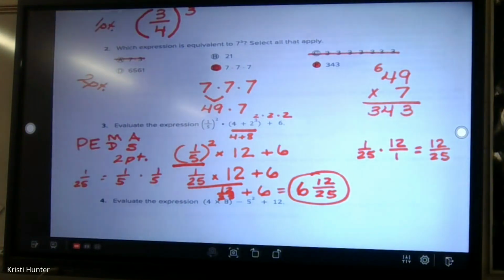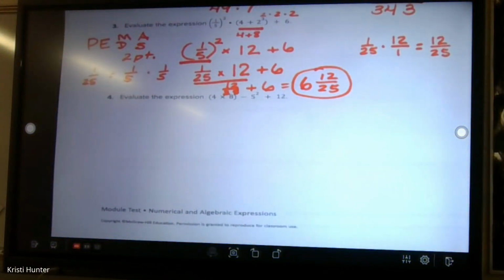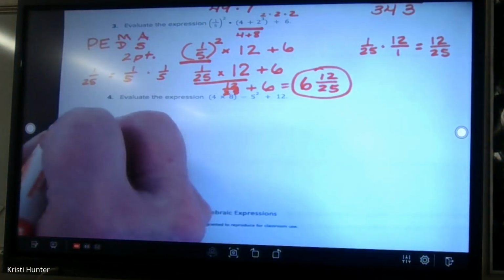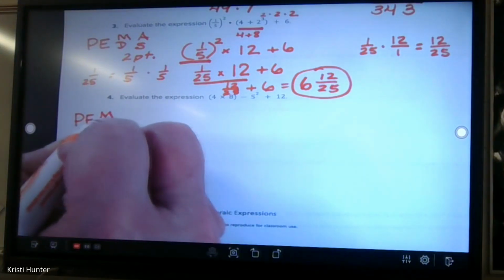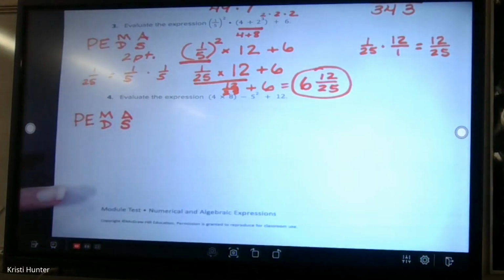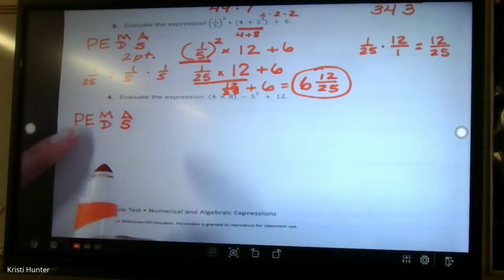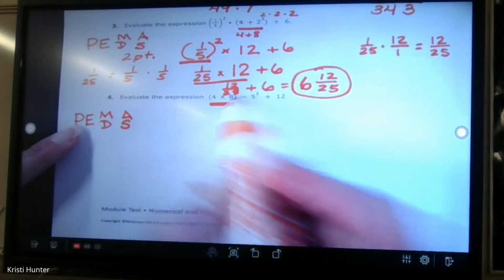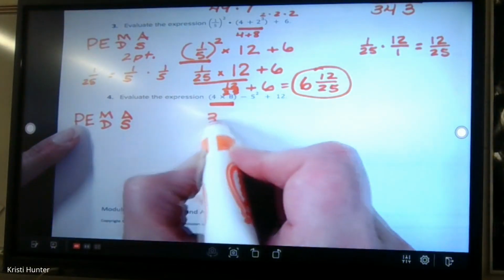And number 4 is the same type of question, just with a different numerical expression. So you evaluate again, we're just going to find the answer. So again, following the same steps, parentheses, exponent. Multiply and divide in the same step in order from left to right, and add and subtract. So again, start with those parentheses. I see this in parentheses. 4 times 8 is 32.